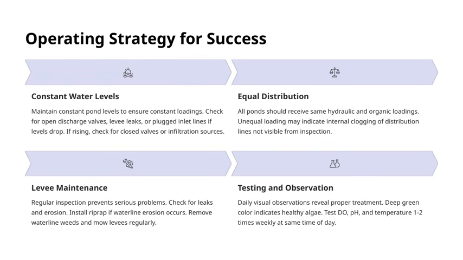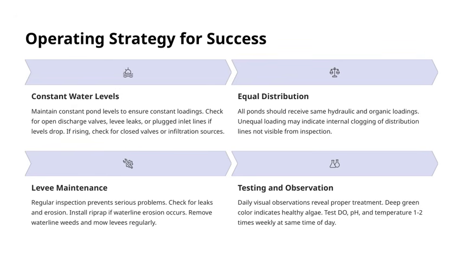Let's talk about the operating strategy for success. First, maintaining constant water levels is crucial. By keeping the pond levels steady, we ensure consistent loadings, which is essential for reliable operation. If you notice the levels dropping, check for open discharge valves, leaks in the levee, or plugged inlet lines. Conversely, if the water level is rising, you'll want to verify that all valves are properly closed and look for any infiltration sources that might be adding water unexpectedly.